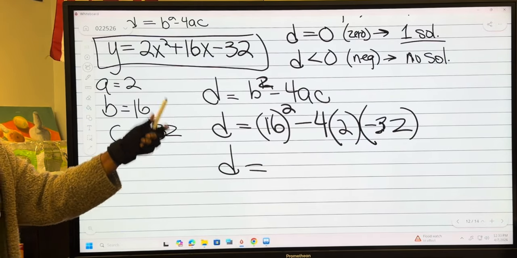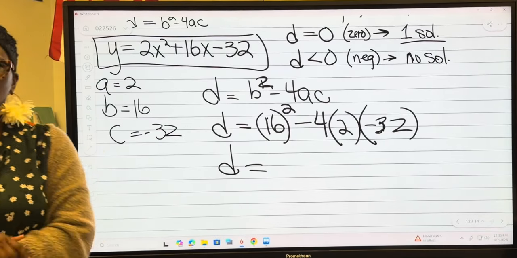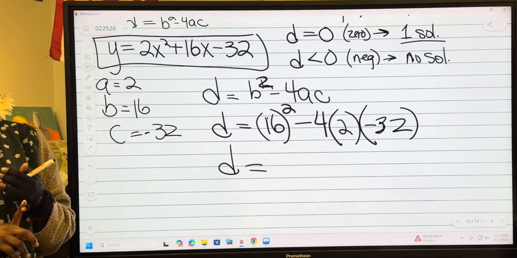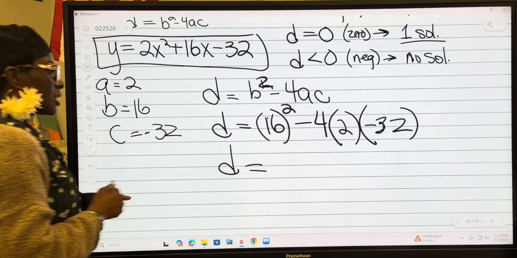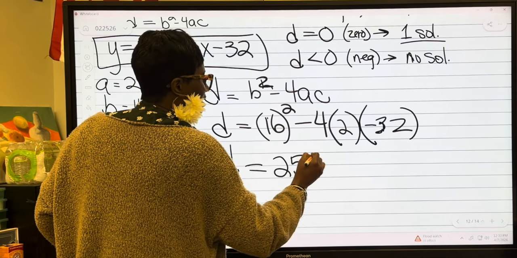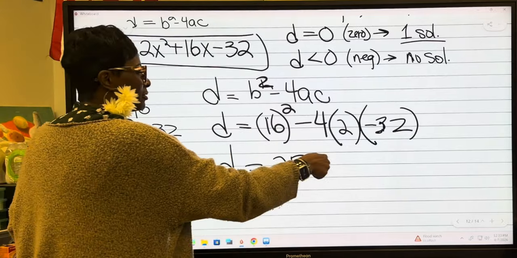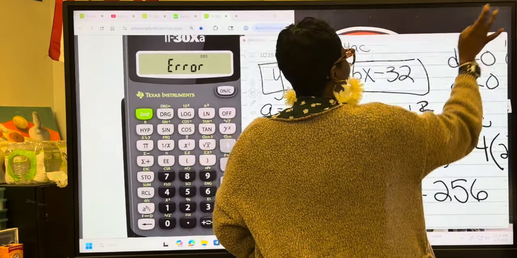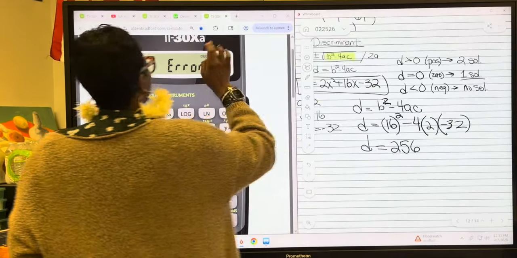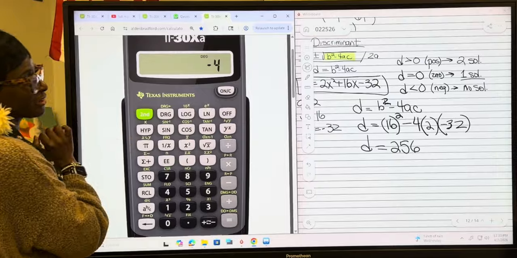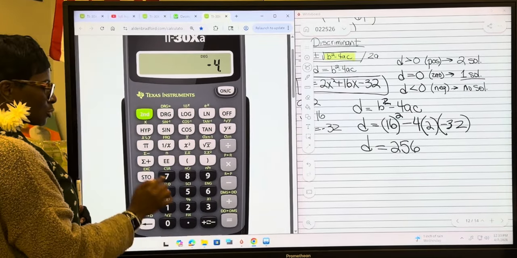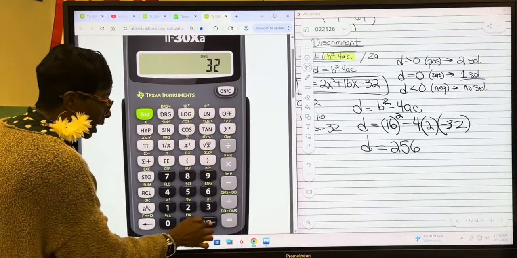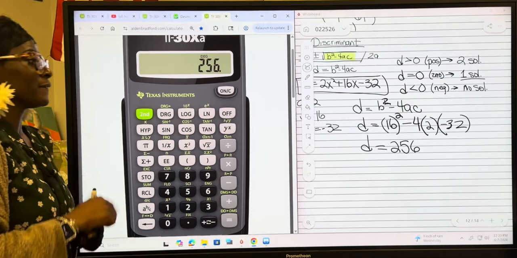We got exponents, we got subtraction, we got multiplication. What we going to do first? Exponents. You got the calculator. What do I put in here? 16 squared. What do we get? 256. Now, do I drop this negative? No. Never. What do I need to put in the calculator? And let me model that for you real quick. What am I putting in the calculator? 4 negative. Then what? Times 2 times 32 plus or minus equals. What do I get? 256.